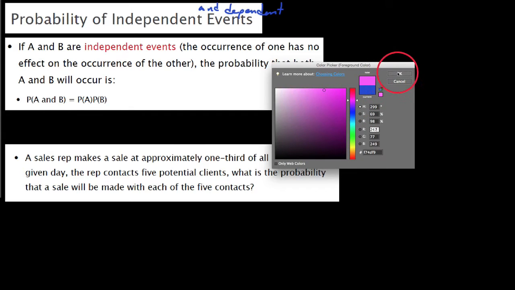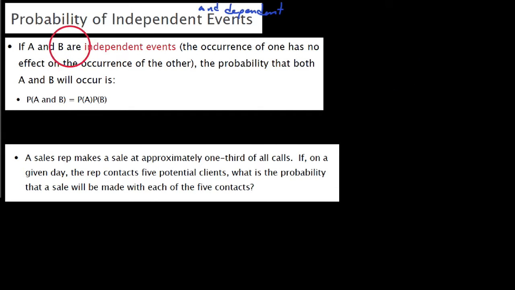Looking in this first box, we say if A and B are independent events, then the occurrence of one has no effect on the occurrence of the other. And the probability that both A and B occur is basically this. We say the probability of A and B is just the probability of A times the probability of B.